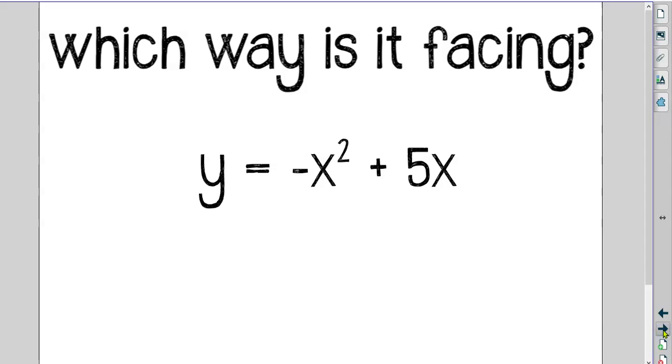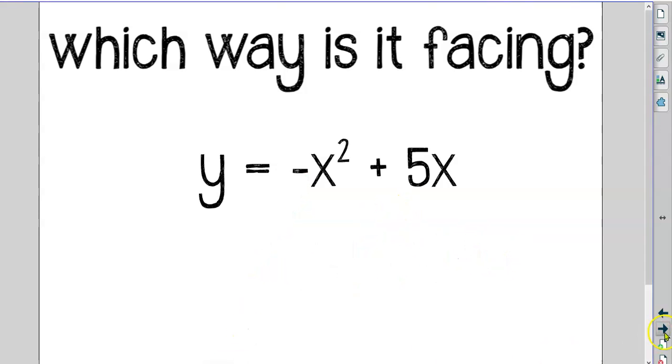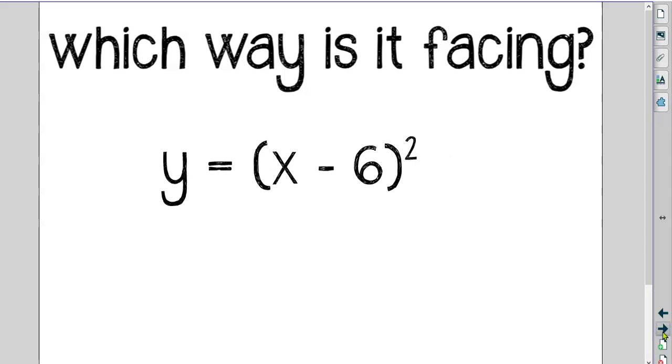How about this one? As soon as you see a negative sign, that's a downwards facing parabola. Since it has a high point, it has a maximum. What about this last one here? Do you notice anything out here? Me neither. So that's an upwards facing parabola with a minimum. Now if there had been a negative sign out here, that would be downwards facing.